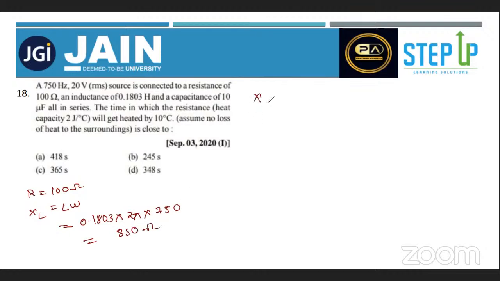And when I'm trying to find out XC, XC will be equal to 1 by omega C, where again same thing, omega is 2 pi F. So I write it as 2 pi into F, which will be 50, and I can write the capacitance as 10 raised to minus 6. This will give me the answer, which will be equal to 21.23.